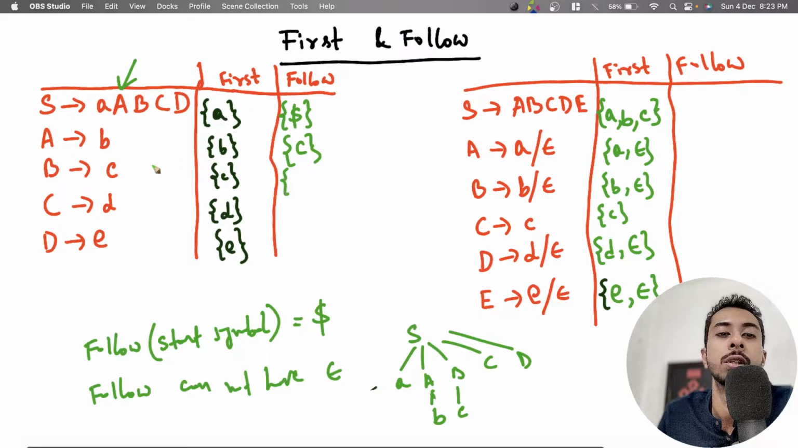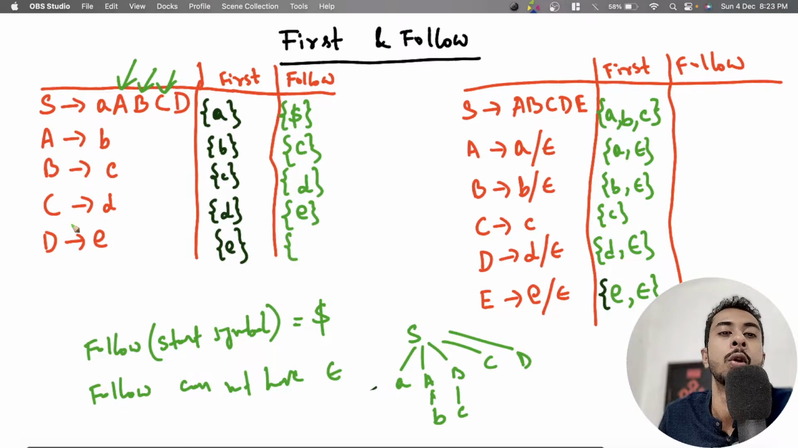In the same logic, what is the follow of B? This is the B that is occurring on the right hand side. So what is following B? Capital C. So find out the first of capital C. What is first of capital C? It is D. So write it down. Very good. Next is follow of C. What is follow of C? This. So follow of C is first of D. What is first of D? It is E. Very good.